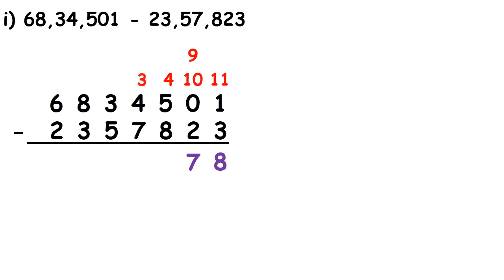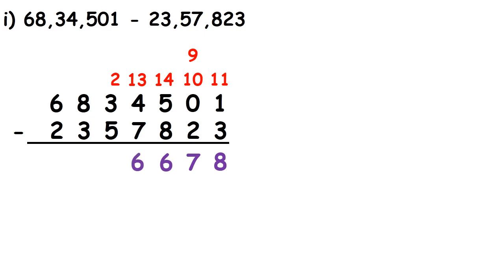Now we cannot subtract 4 from 8, so we have to borrow from the next digit, that is 4. So 4 will become 3 and the next 4 will become 14. So 14 minus 8 will be 6. Now we cannot minus 7 from 3, so we have to borrow again. So 3 will become 2 and 4 will become 13. 13 minus 7 is 6.